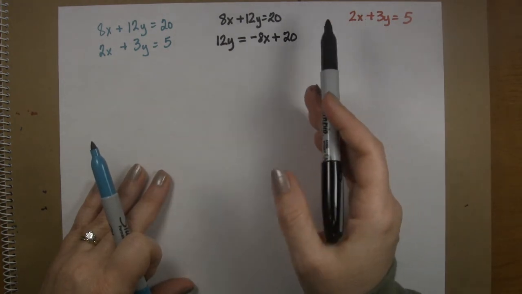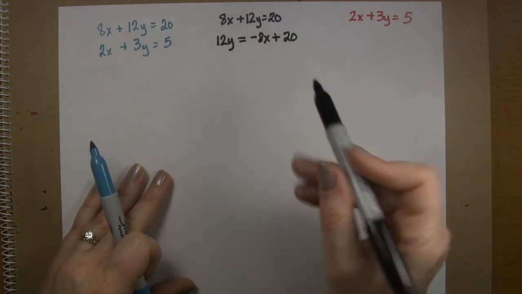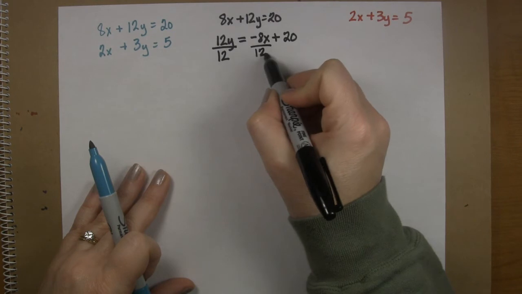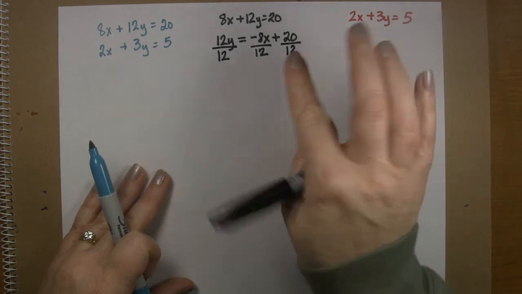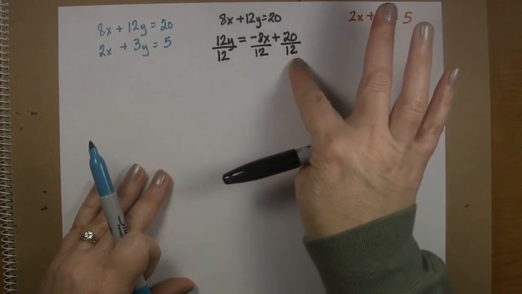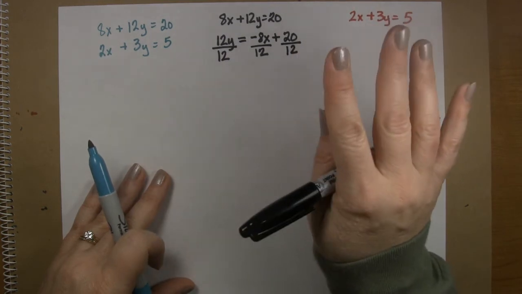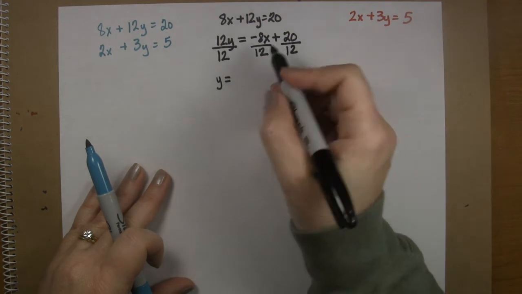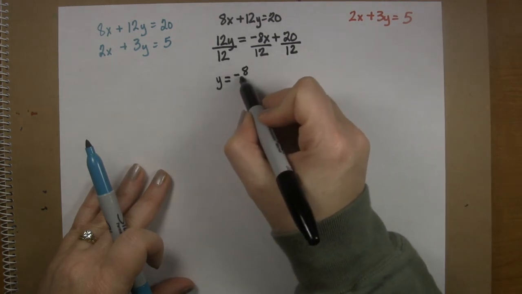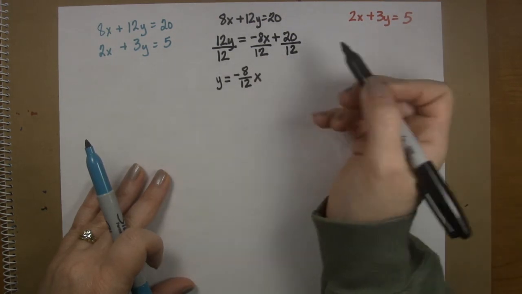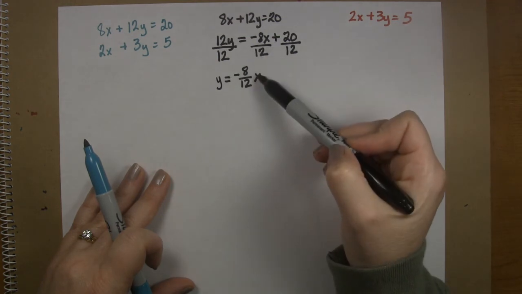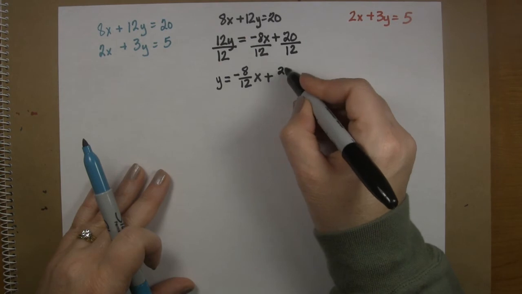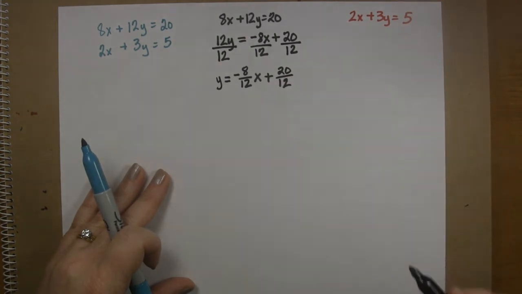Now, we have y by itself, which is, well, we have 12y. So we sort of have y by itself, but it's multiplied by 12, which is no good either. So we're going to divide by 12. And remember, we talked about how we have to divide each of these terms by 12. Otherwise, it gets a little bit messy. So y equals negative 8 over 12x. That's just another way to write it. I just moved the x to the side. Plus 20 over 12. Are you with me?